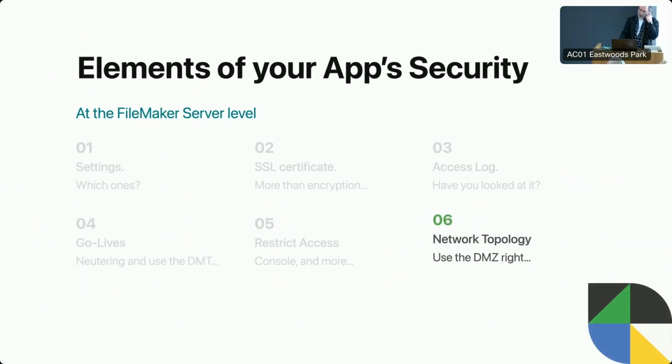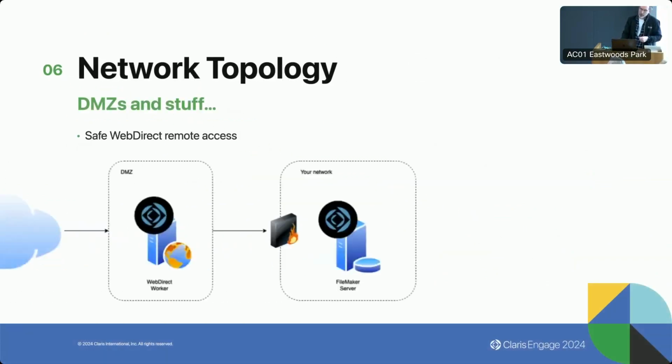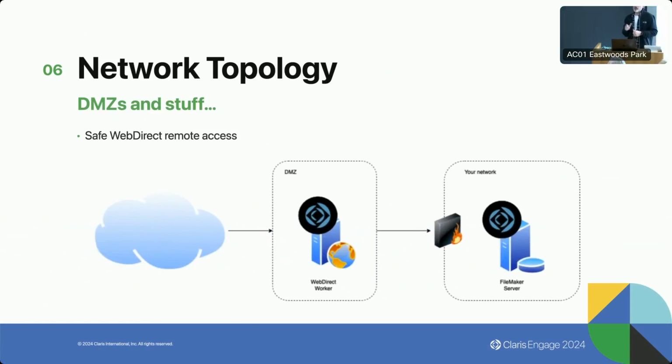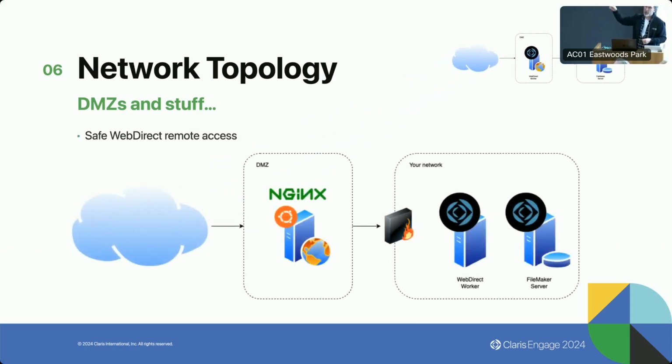Along the same lines, we have things like WebDirect. This is a very common deployment option that people are trying, and we talked about this a little bit. So you have a WebDirect worker, you want to give outside access to your solution through WebDirect, but you want to keep your main FileMaker server secure. That one is behind a firewall, but you feel like you have to put your worker in the DMZ so that it's publicly accessible. This is what most people try to do. That's not the right way to do it. This is the right way to do it.